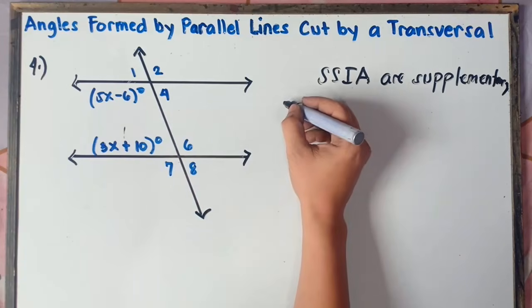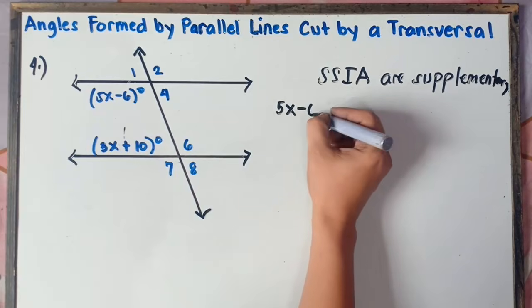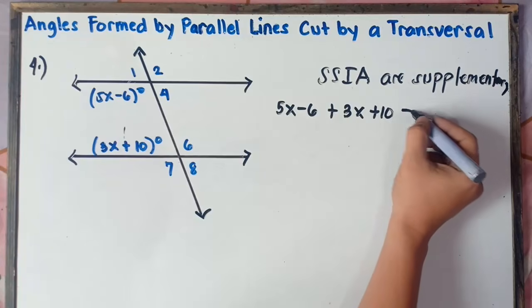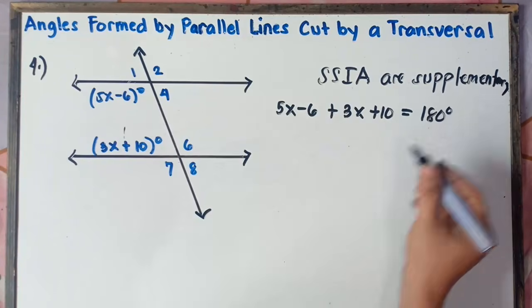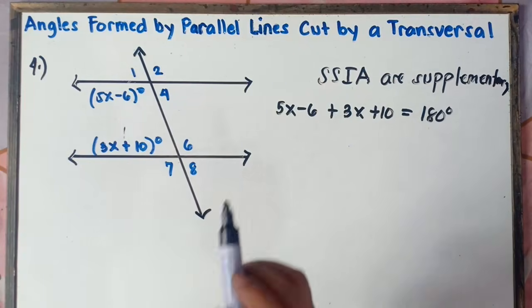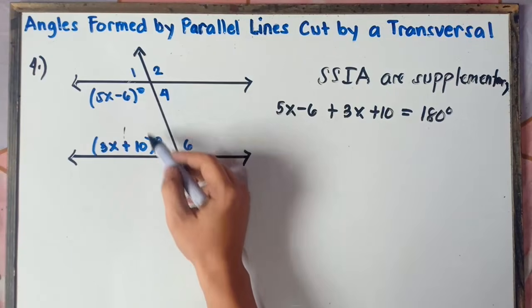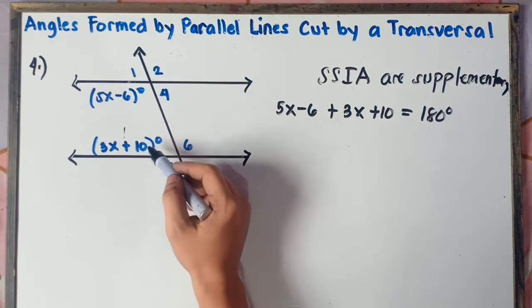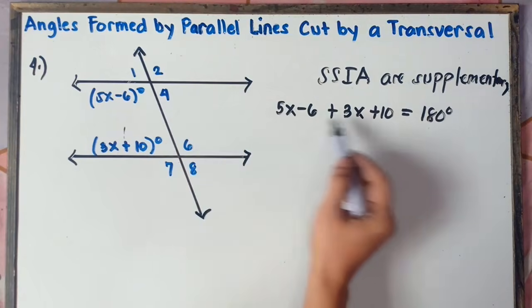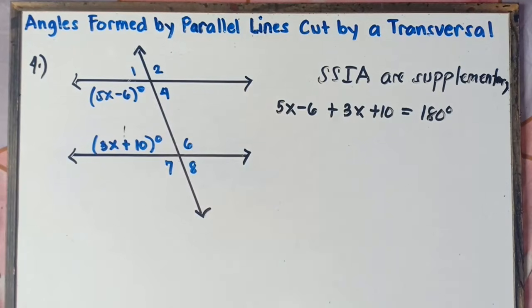Therefore, we can say that 5x minus 6 plus 3x plus 10 is equal to 180 degrees. Why is that, sir? Because they are what we call SSIA, same side interior angles. They are supplementary. If you add the two angles, the sum is 180 degrees.